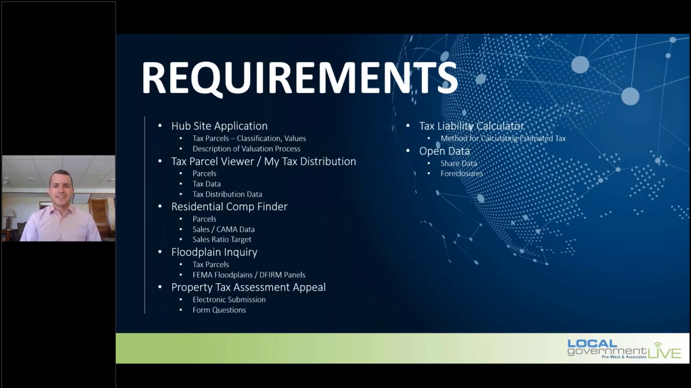Some requirements for these various applications. Really, it's more like considerations. Do you have things in place to support your Equitable Property Value Hub or your various applications? Think about the Tax Parcel Viewer and My Tax Distribution. Do you have your parcel data in place with your tax data and the tax distribution data about how many taxes are being paid? The Residential Comp Finder is expecting that you have tax sale points generated from your tax parcels joined with recent sales information. Floodplain Inquiry is looking for your tax parcels as well as a layer that represents the FEMA floodplain boundaries.